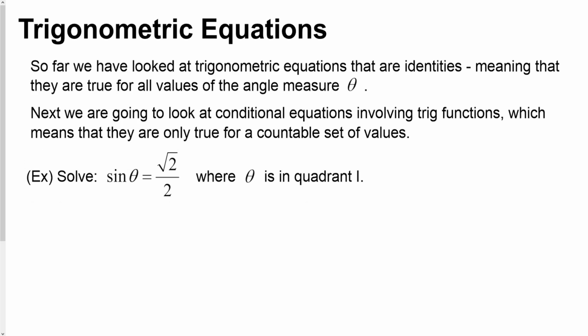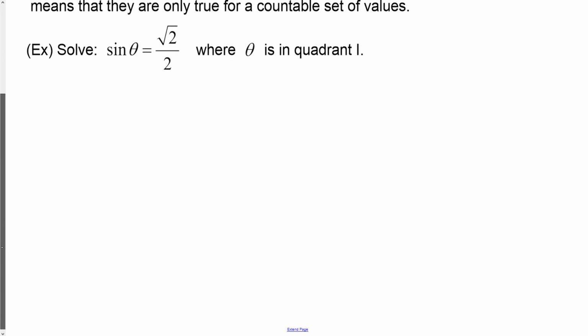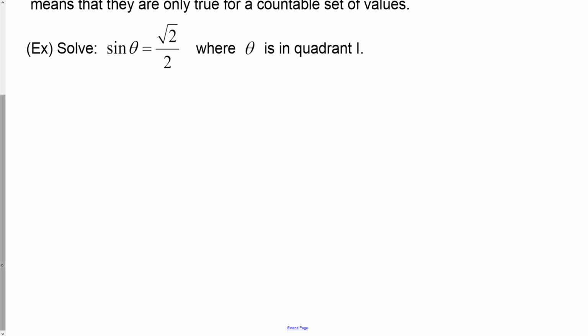So for instance, if I wanted to solve sine of theta equals the square root of 2 over 2, where theta is in quadrant 1. First off, you're going to want to have a unit circle handy here. So make sure, again, you can draw one out accurately and quickly for any test that you have to do.